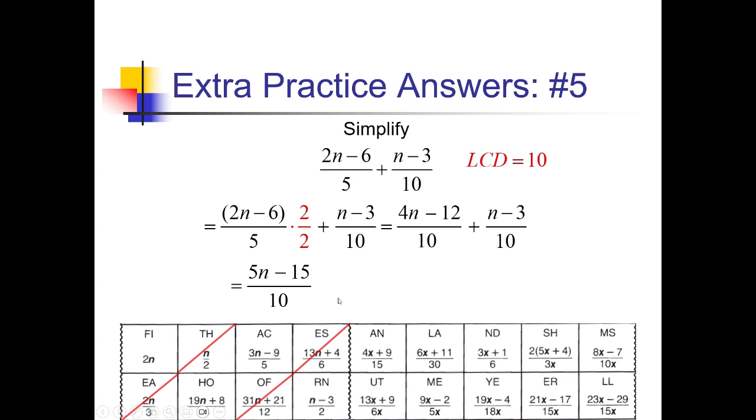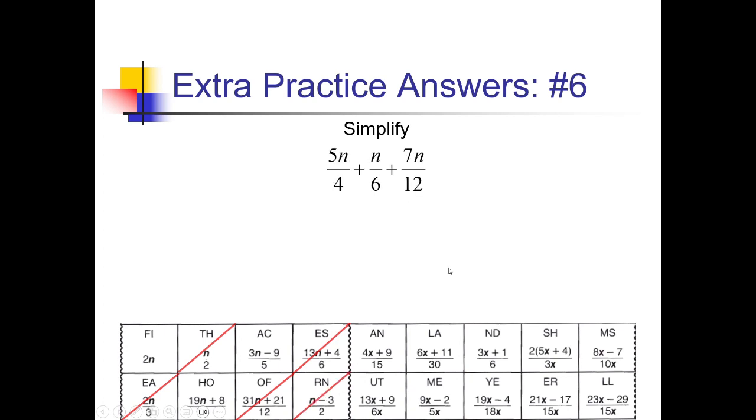And let me just double check to see if I can factor and reduce this further. I can definitely take a 5 out of my numerator. So let me do that. 5 comes out. That leaves me with n minus 3. And this 5 can be reduced with the 10 here to give me 1 over 2. So when the dust settles, I've got 1 times n minus 3, or just simply n minus 3, over 2. Now let me see if I can match that down here. I see an n minus 3 over 2 right here, so let's cross that off.